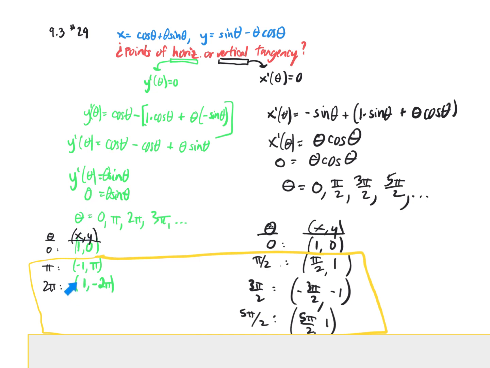Our horizontal points of tangency are negative 1 pi, 1 and negative 2 pi, and you can verify or confirm that or support that by looking at the graph. And the vertical points of tangency on this graph are at these 3 points, and you can also see those pretty easily on the graph.